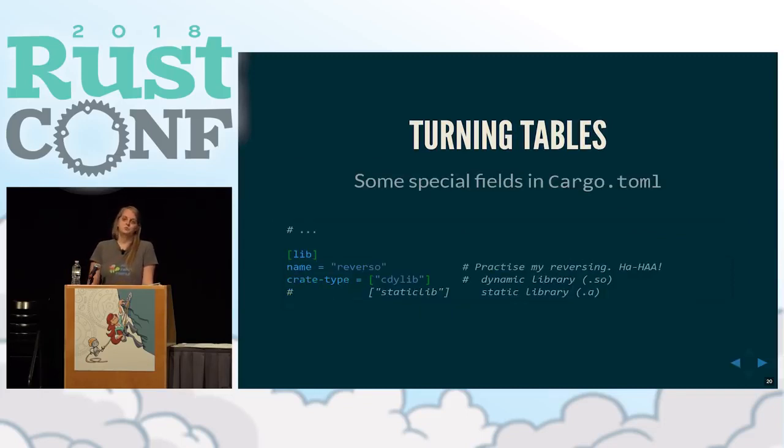At this point, you will need a few more fields in your Cargo.toml. So there's the lib section, which I don't usually use unless I'm doing this sort of stuff. You can give it a different name if you want it to be different from your normal crate name. And you also have to provide a crate type. cdylib will generate a shared object file, whereas staticlib will create a statically compiled library, as the name might suggest.